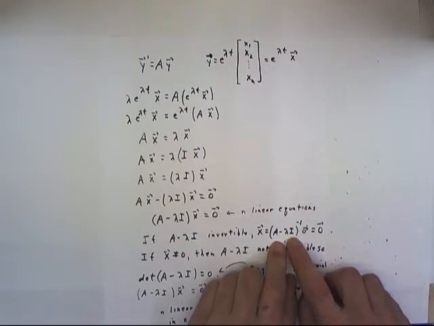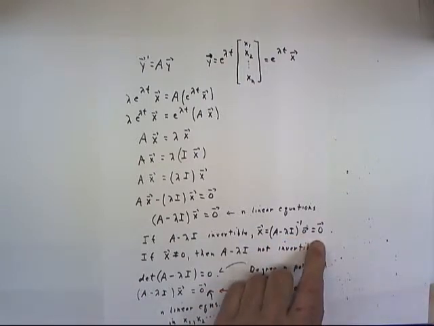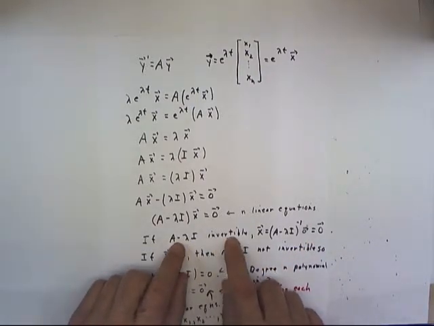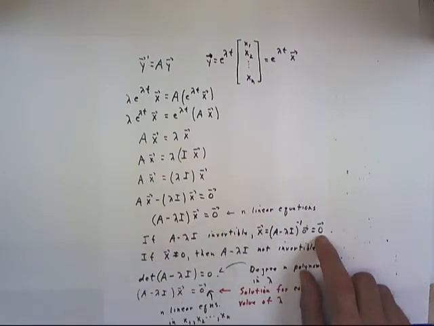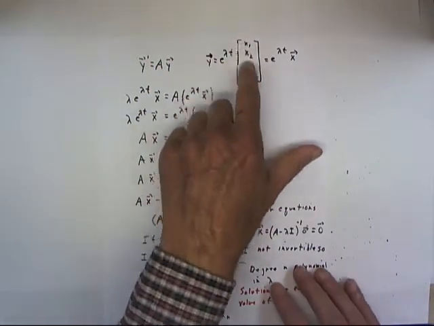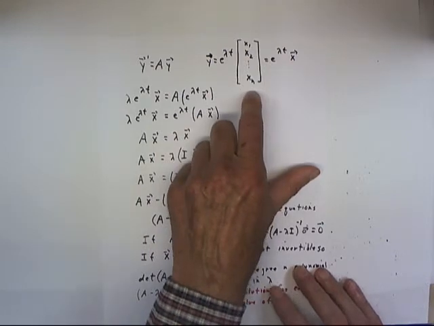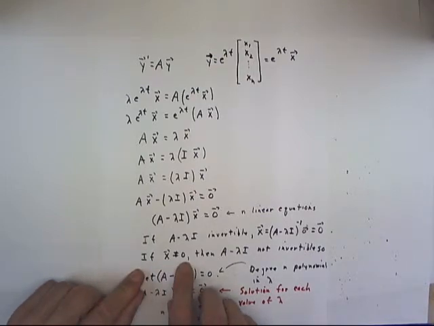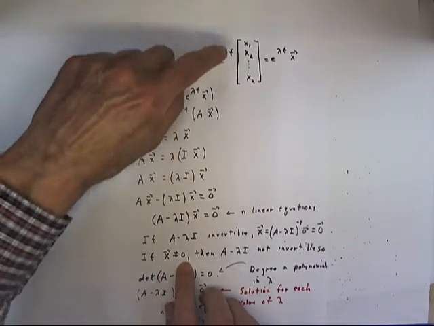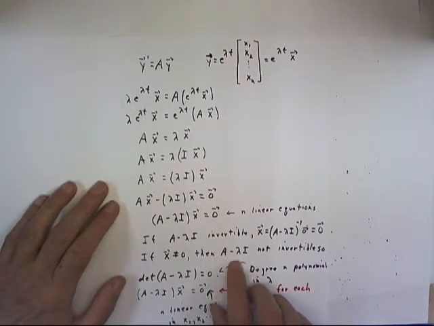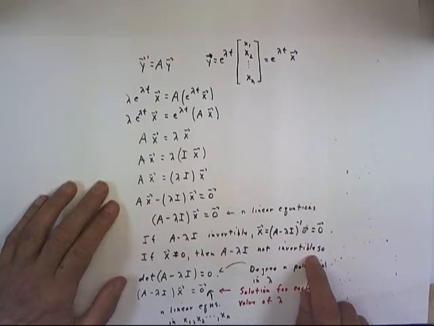Well, any matrix times the 0 vector is going to give us the 0 vector. So if this matrix is invertible, our solution x is just the 0 vector, and that doesn't give us any information at all that's helpful in solving this equation. We have to get an x vector that has numbers here that aren't all 0. So if our solution x is non-zero, which is what we need, then the A minus lambda I matrix has to be non-invertible.